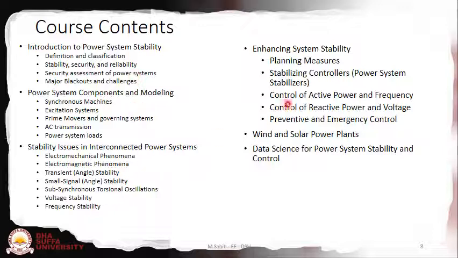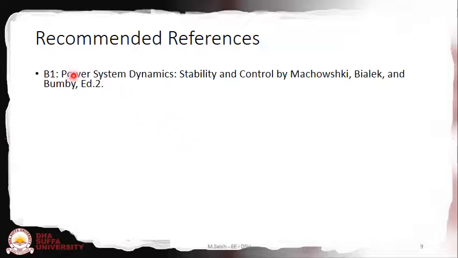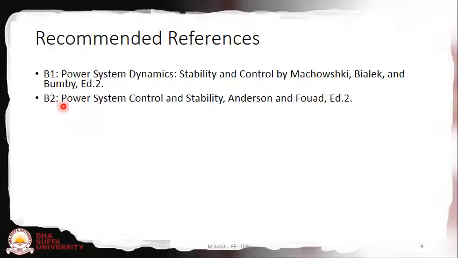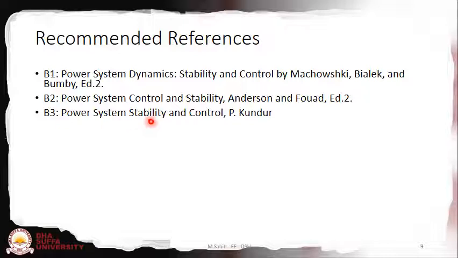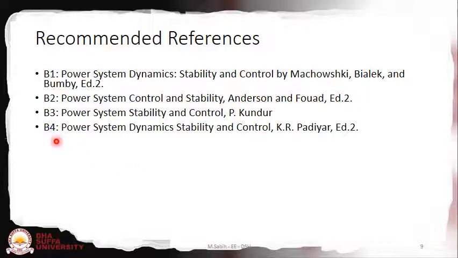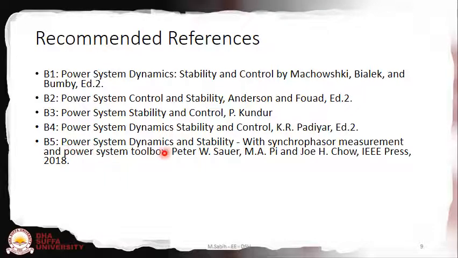So we can say there are six major parts. Recommended references for this include, since we are going to use many references, it's better to quote them. So B1 is the stability book by Machowski. Second, B2 is Power System Control and Stability by Anderson and Fouad. B3 is Power System Stability and Control by Kundur, the well-known Kundur. B4 is Power System Stability and Control by Padiyar. And B5 is Power System Dynamics and Stability by Sauer and Pai.